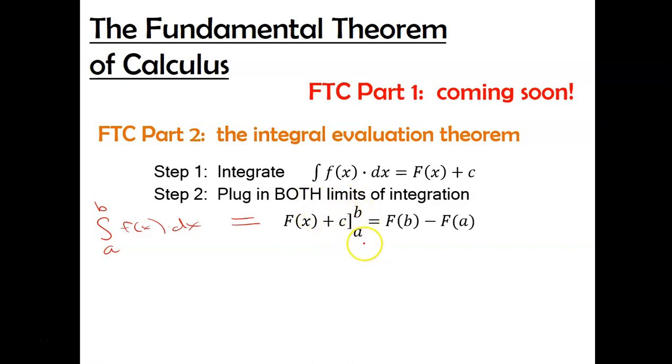I don't write it as a bracket, it's typed as a bracket, but what I would write is this. Evaluated from A to B. And what that means, this notation right here, is exactly this, that you take this upper limit and plug it into the function. You take this lower limit, plug it into the function, and then you do a subtraction. It's upper limit minus lower limit.